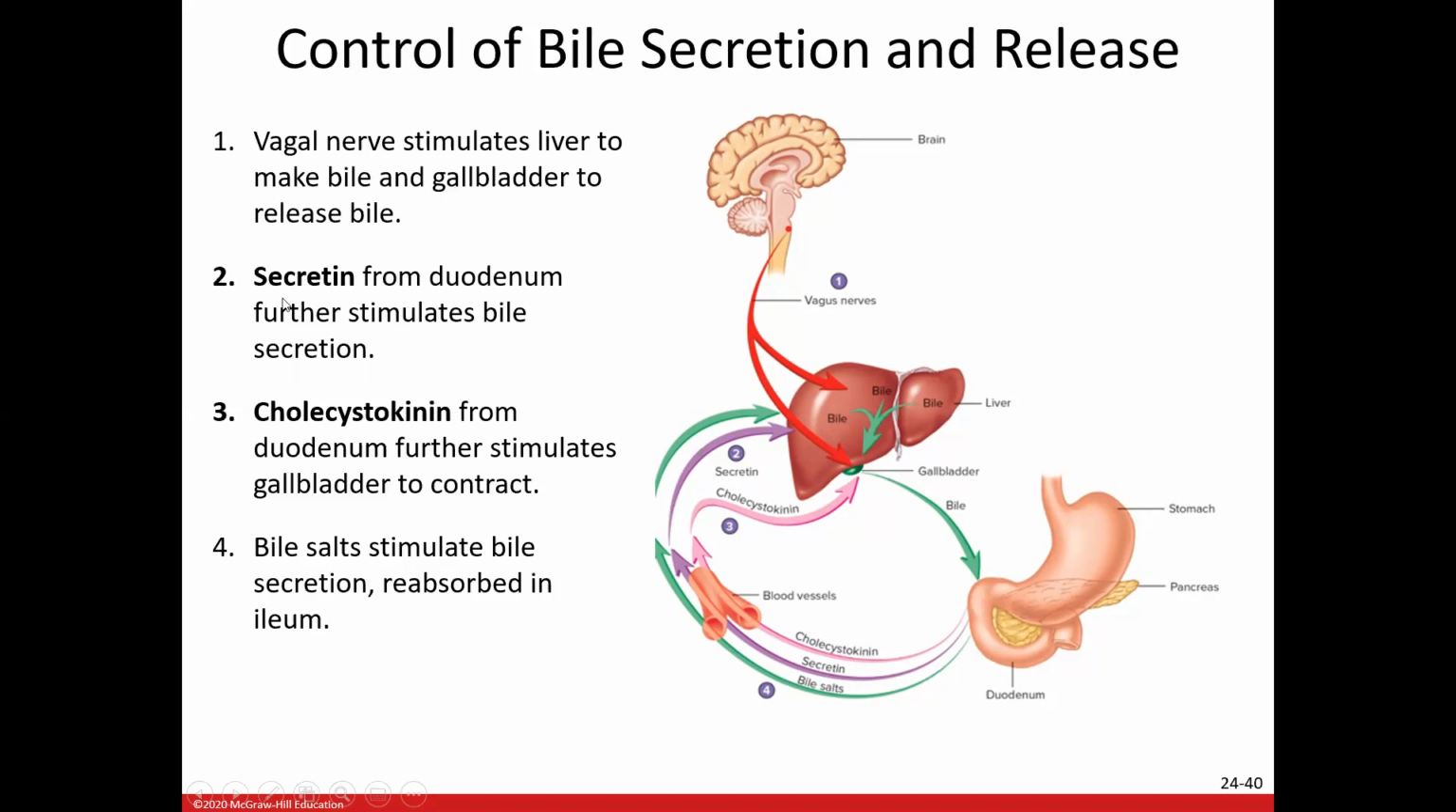Additionally, you have two hormones, secretin and then I always mess up the pronunciation of this, cholecystokinin, it's a mouthful, are going to be released from the duodenum, go to the bloodstream, and then return to the liver to produce more bile. So secretin and cholecystokinin are also released from the duodenum, which stimulate more bile production.